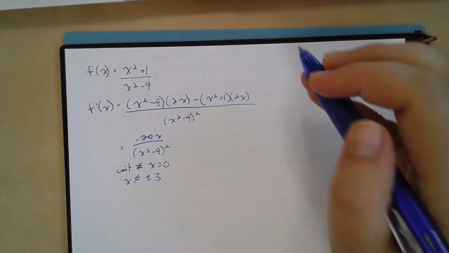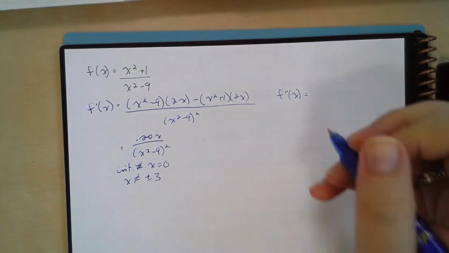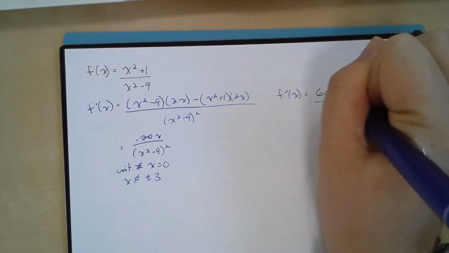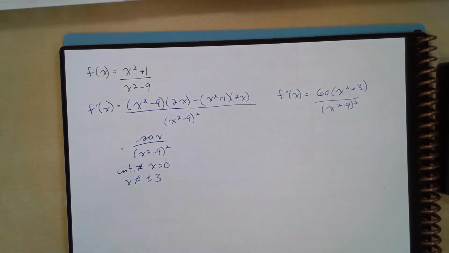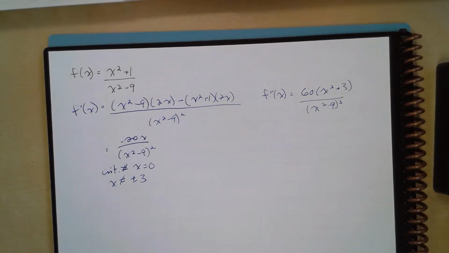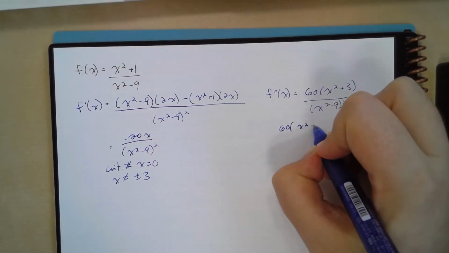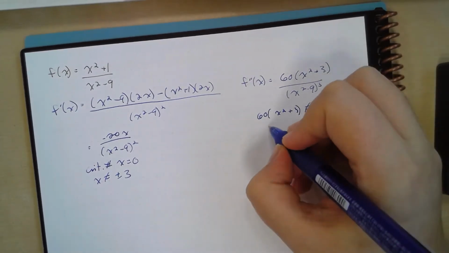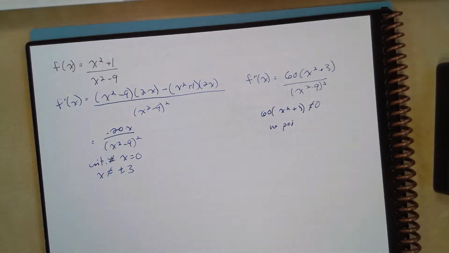Then we want to find f double prime of x. Please just trust me that it's going to be equal to 60 times x squared plus 3 over x squared minus 9 cubed. Again, I know that you know how to do this, but I'm not working through all of it. You found a derivative. There's no point in watching me do it. So 60 times x squared plus 3 cannot equal 0. So there's no point of inflection, okay? No POI.